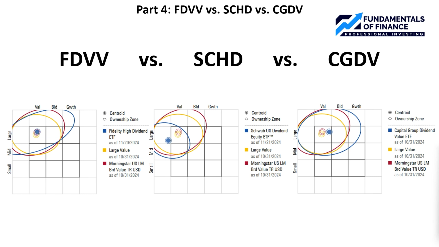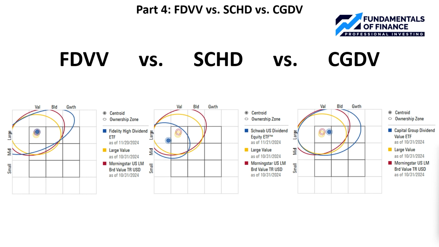But from the big blue rings, you can get a sense of what types of companies they own the most of. Both FDVV and CGDV have much more diversified portfolios, whereas SCHD owns pretty much exclusively value-oriented companies. From the smaller blue dots, you can see that on average, SCHD's holdings are the most value-oriented and the smallest in terms of market cap. That's the size of the company.